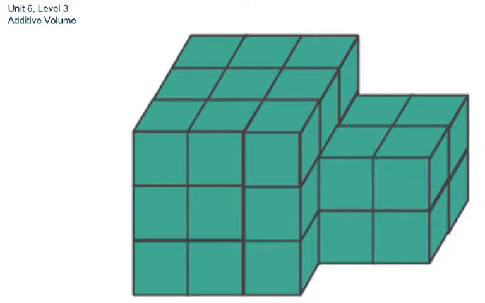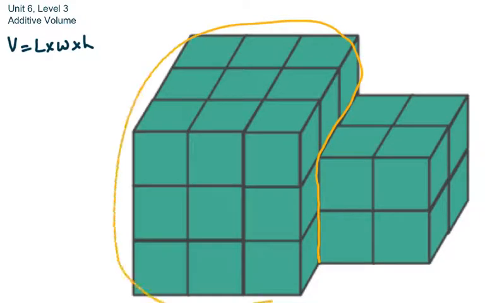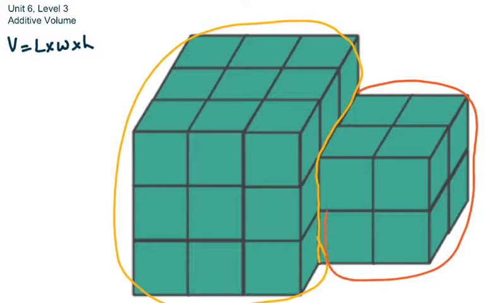So if you'll think back to Unit 6, Level 3, Part A, we know that volume has a formula of length times width times height. So again, I have a figure here that really has two rectangular prisms kind of sandwiched together. So what I'm going to do is take this guy and separate him away from this guy over here. And I'm going to find the volume of each, and then I'm going to add those two volumes together.